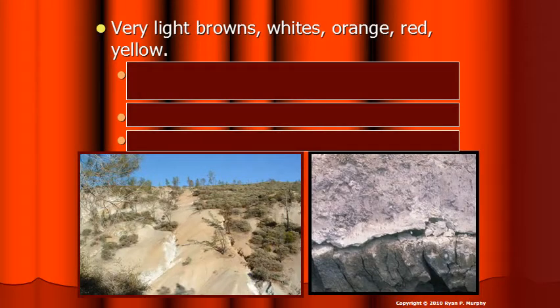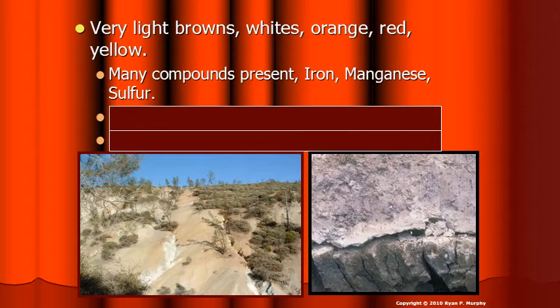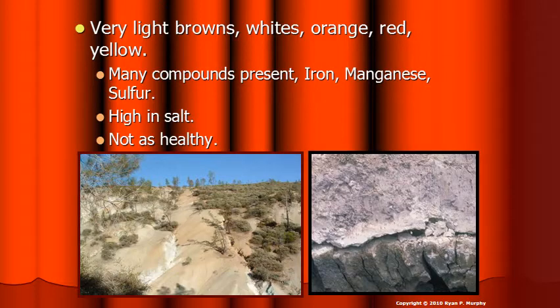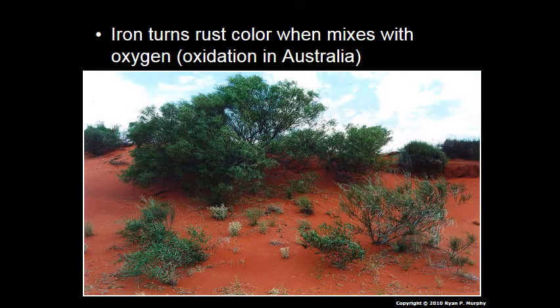If it's very light brown or white or orange or red or yellow or things like this, this is not good. This means we have a lot of compounds like iron and manganese and sulfur. These things are all bad news for plants. There's probably too much salt in here, and it's not really that healthy. This is not really a good growing environment for plants. We really want that dark brown color.